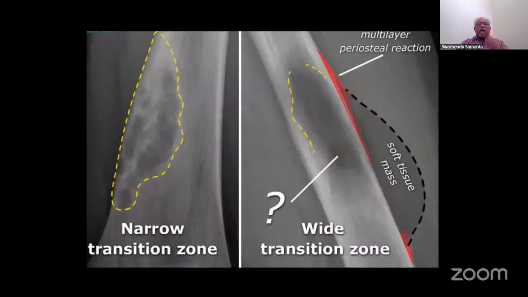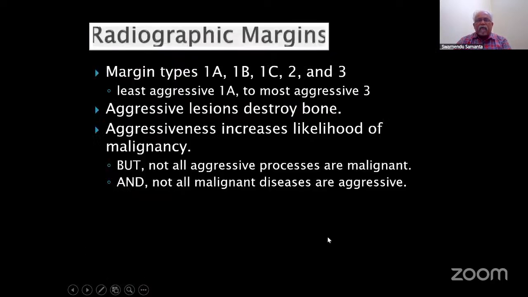So this is the classic picture of how we will understand that there is a narrow zone of transition. That means if you see this picture, there is a well-defined circle, you can mark the lesion like this one. But if you go back to this picture, you cannot find a proper border. This is fuzzy, and you can see there is a periosteal reaction, and also a soft tissue shadow. So this is known as the wide zone of transition.